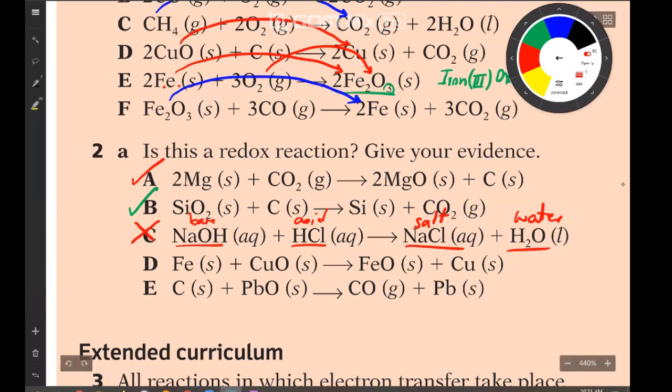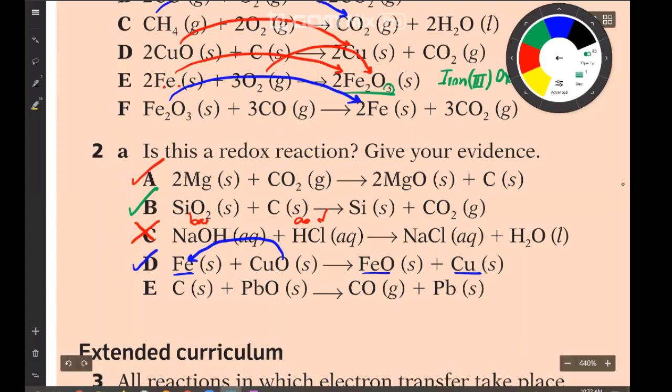Let's move on to the next one, part D. We have iron at the left side, but what happens to it? If you look at the iron at the other side, it means it has gained the oxygen. It means the oxygen is transferred from the copper trioxide to the iron. And you can see on the other side, the copper has lost the oxygen. So you have transfer of oxygen between the reactants. So this is a redox reaction.